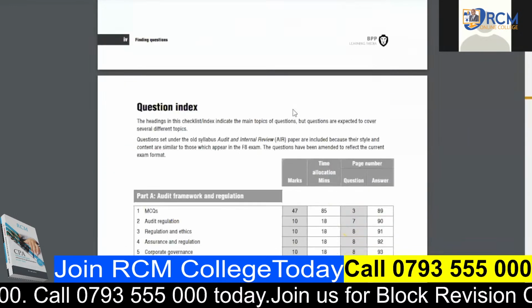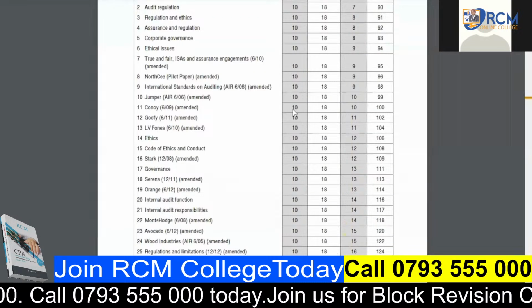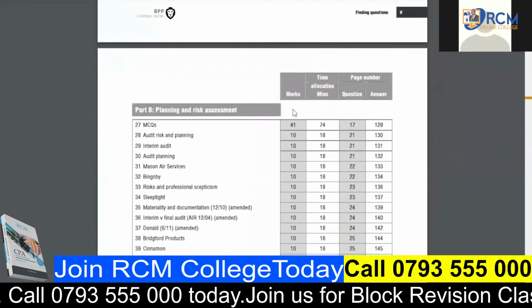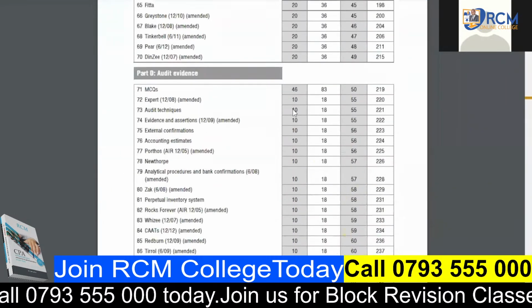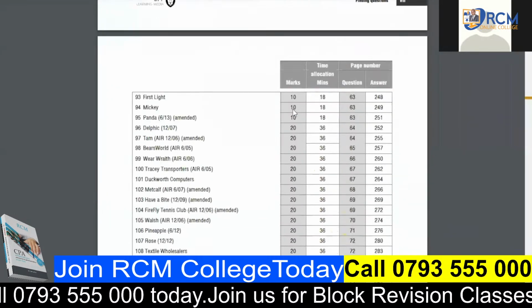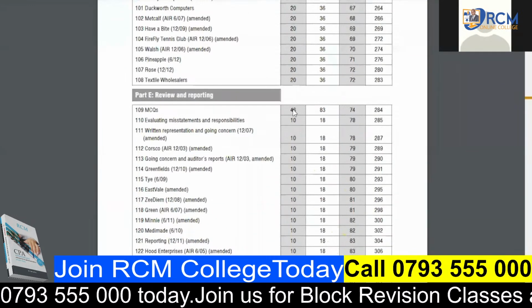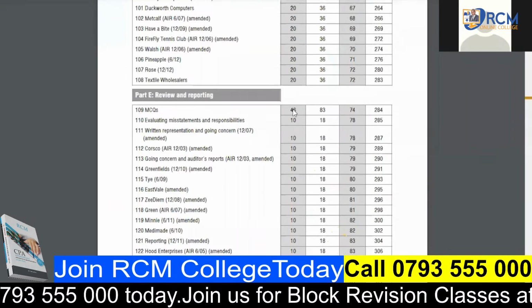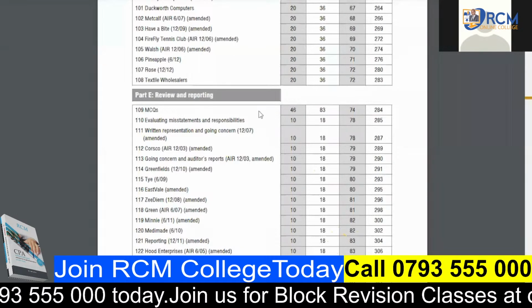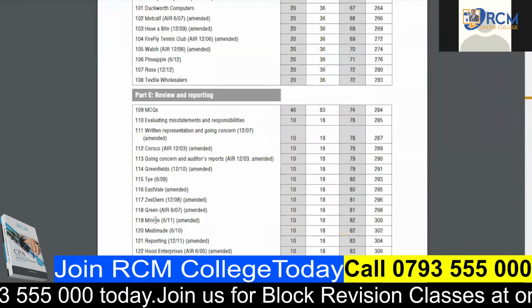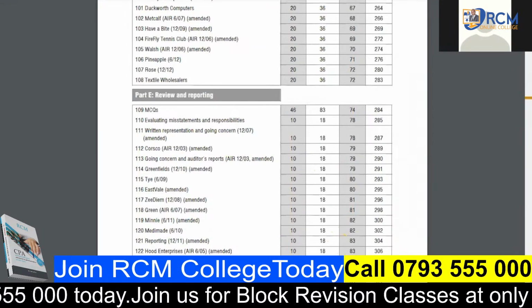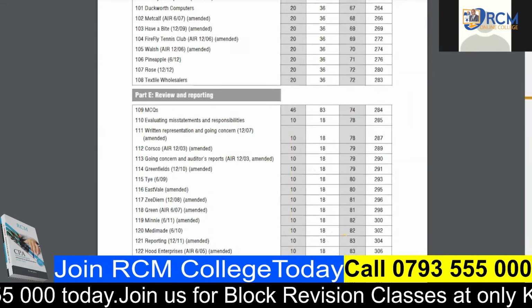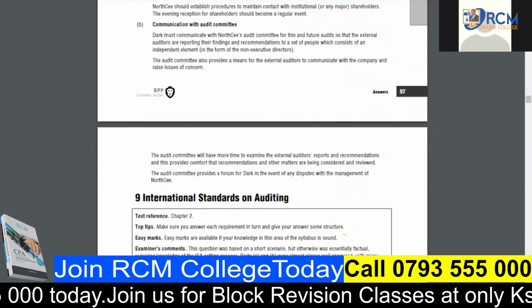So nataka tuende kwa auditors reports. Before niende kwa risk assessment, ningetaka nikuje kwa auditors report, review and reporting, and I would want to go straight away to mine. Limited, or this ZDM. Let me see the one that has got good things there. So Z.